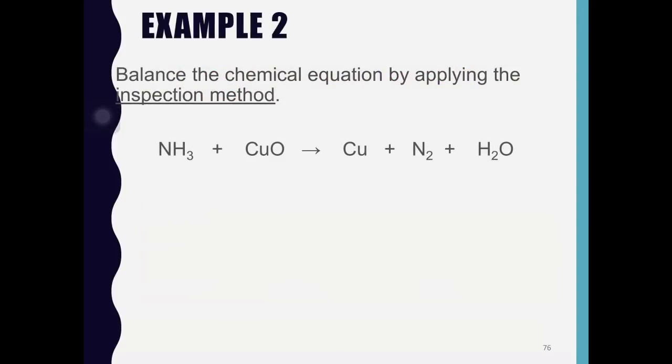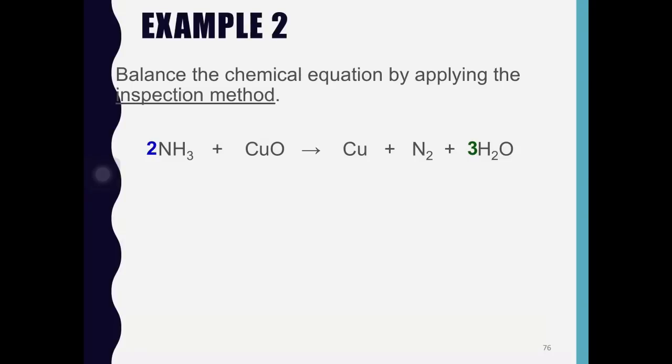This is the equation given. There is 1 nitrogen on the left side, and there are 2 nitrogens on the right side. So you have to multiply the number of moles of ammonia by 2. Next, the hydrogen atoms. So on the left hand side, there are 6 hydrogen atoms, and on the right hand side, there are 2 hydrogen atoms. So you have to multiply the number of moles of water by 3 so that the number of hydrogen atoms on both sides are equal.